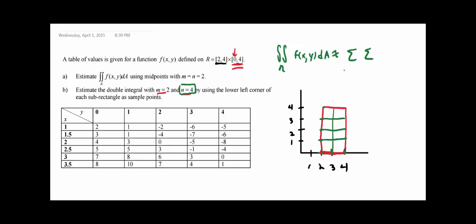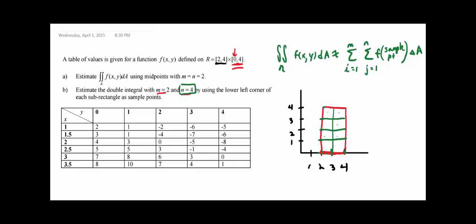We can take the double Riemann sum. The first sum would be from i equals 1 to m of the sum from j equals 1 to n. We estimate the function value at some sample points from each of these subrectangles. Doesn't have to be the midpoints. So I'm just going to write sample point, f of the sample point here. And we multiply by delta A.